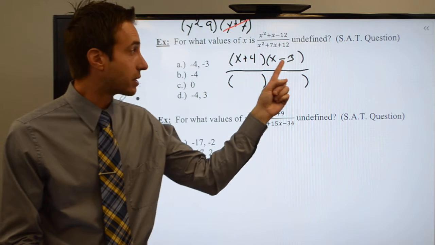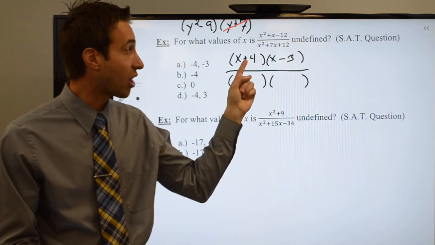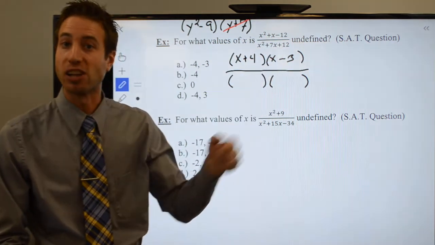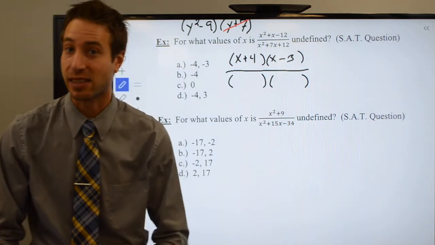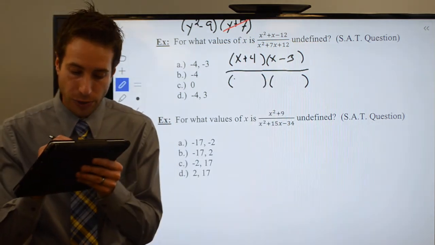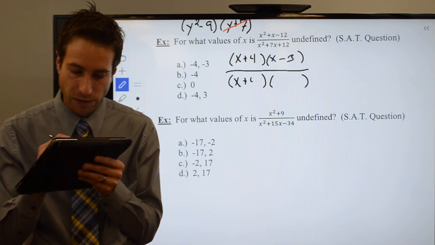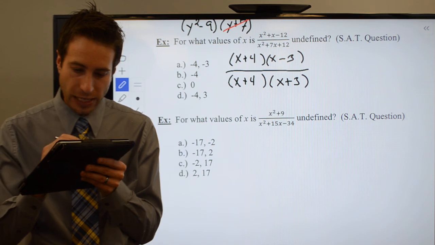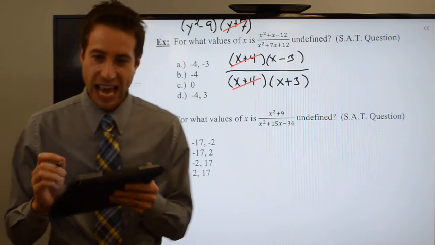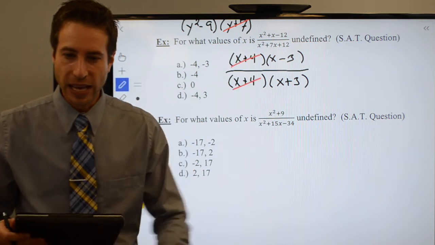Positive 4 times a negative 3 is a minus 12, but plus 4 minus 3 is a positive 1, so that works out. Then I need a plus 12 and a 7. Well, again, it's going to be 4 and 3, but now they're both going to be positive, x plus 4 and x plus 3. Well, those x plus 4s drop out.